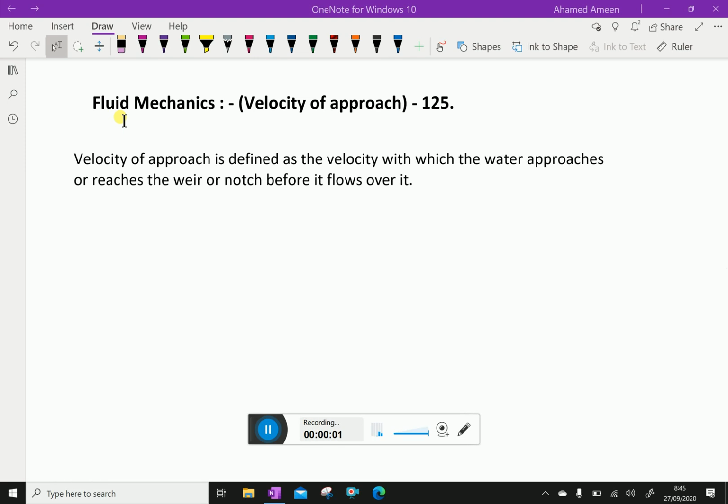Welcome to aminacademy.com. In fluid mechanics, let us discuss velocity of approach. Velocity of approach is defined as the velocity with which the water approaches or reaches the weir or notch before it flows over it.